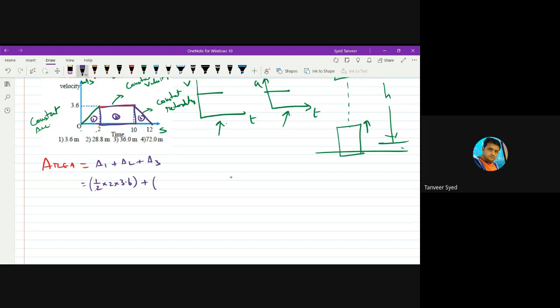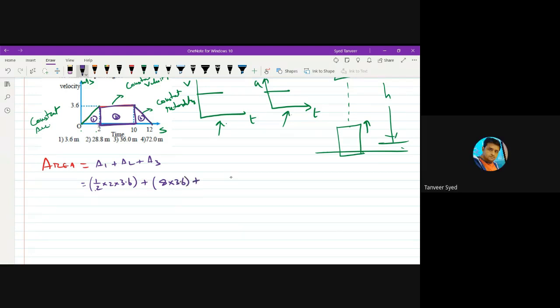Plus area 2, length into breadth. What is the length? 10? Minus 2, so 8, into what is the breadth? 3.6.